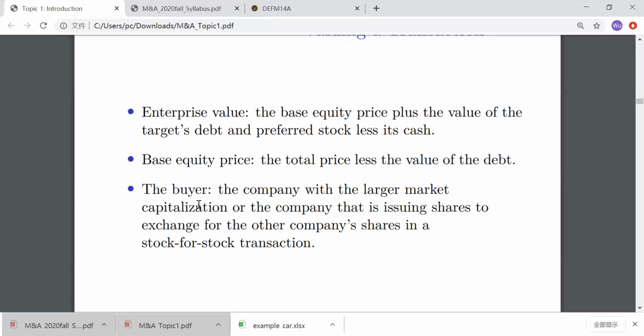These are different transaction types we're going to touch on later, but typically there are stock for stock transactions. There are also cash and stock transactions, which means the acquirer uses some cash and some stock to buy the company. There's also a transaction where the acquirer uses all cash to buy the target. So when we say this company is a buyer, that's the bigger company, or the company that is issuing shares to exchange for the other company's shares in a stock for stock transaction.